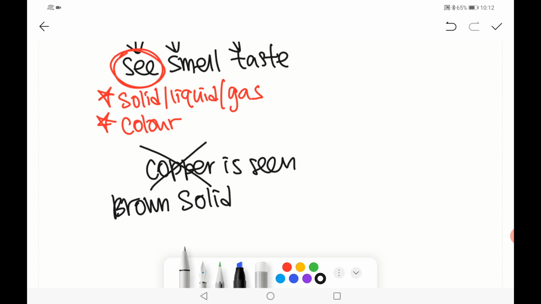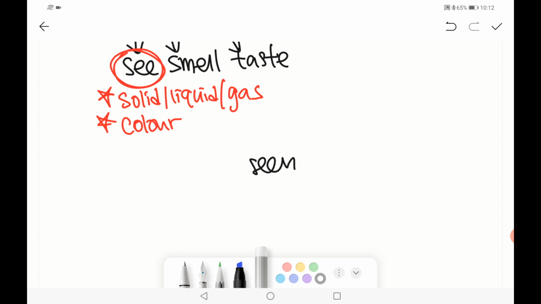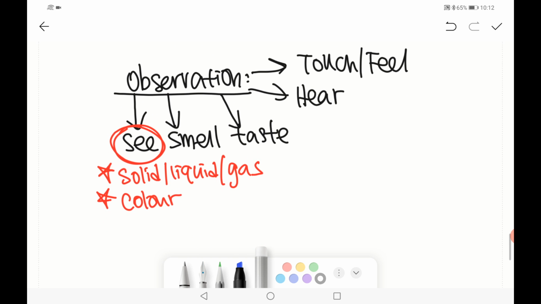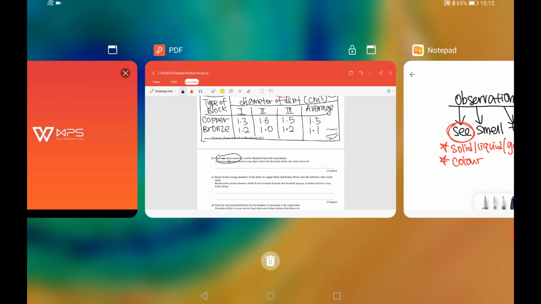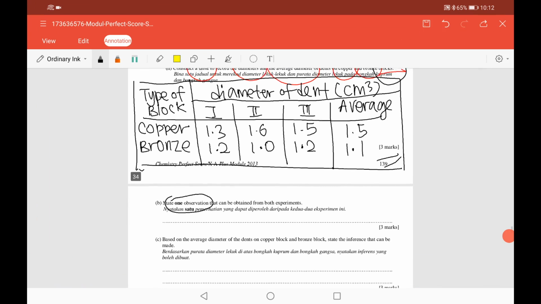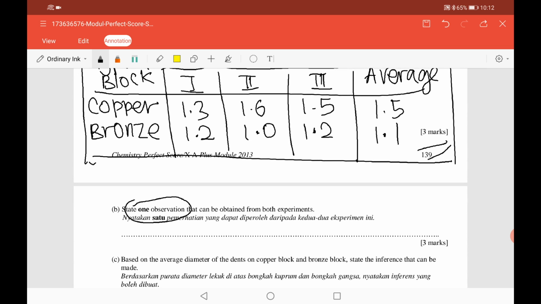You cannot write the name, although you know exactly what it is, because when you come to observation, when you first look at it, you don't know the identity of the substance. So please be very careful with the observation here. Observation is very simple, nothing much here. Now come back to here. In this question, they ask us, what is the one observation that we can notice from both of these experiments?